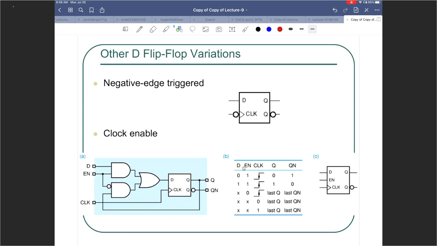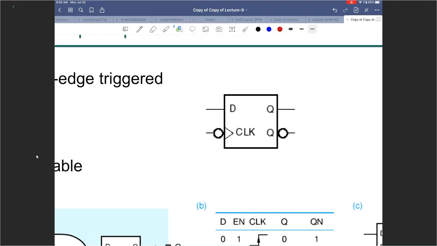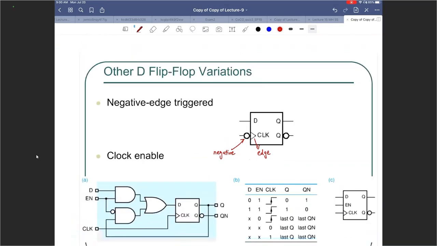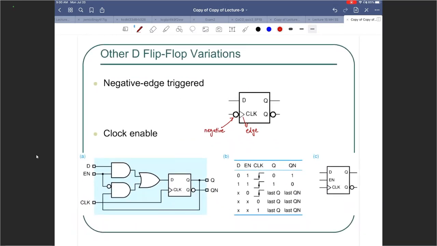Negative edge triggered behavior. We said you can remove one of the NOT gates and you can achieve the negative edge triggering, right? Now, in terms of a sketch, how do you know if it is negative edge triggering or not? Well, this tells me edge triggering, and the bubble tells me negative edge triggering. So both combined, I know that it is a negative edge triggered D flip-flop. That's the symbol.